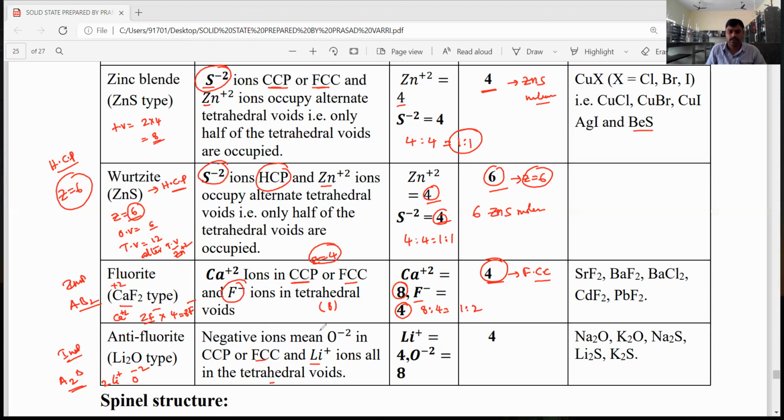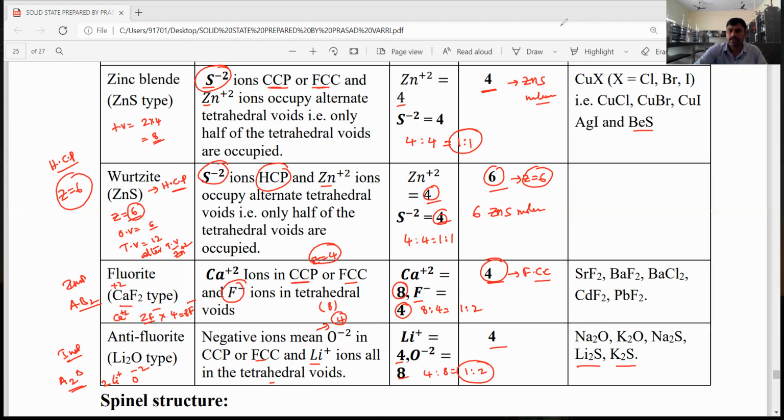So here 4 oxide ions are present and 8 Li+ ions are present. The 4:8 ratio, their coordination number, is 1:2. So here lithium to oxygen, 4:1, is nothing but the 1:2 ratio. And the formula units are 4 only. Examples: Na2O, K2O, sodium sulfide, lithium sulfide, and potassium sulfide belong to the anti-fluorite structure.